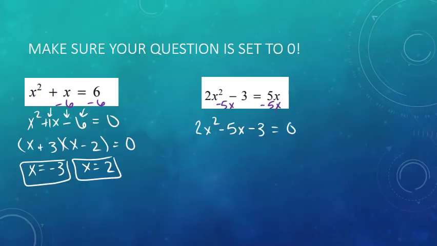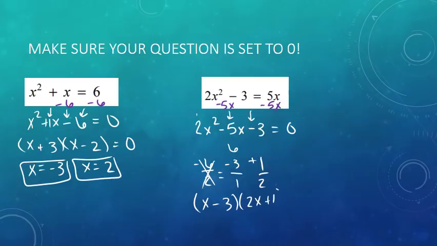Now hopefully you recognize this is a trinomial with a bigger than 1, so I'm going to have to use the Lizzie method. So 2 times 3 would be 6. The factors of 6 that subtract to give me 5 would be 6 and 1. I would need it to be a negative 6 and a positive 1, and then don't forget to divide by a. So in this case I would get negative 3 over 1. So my answer would be x minus 3 times 2x plus 1.